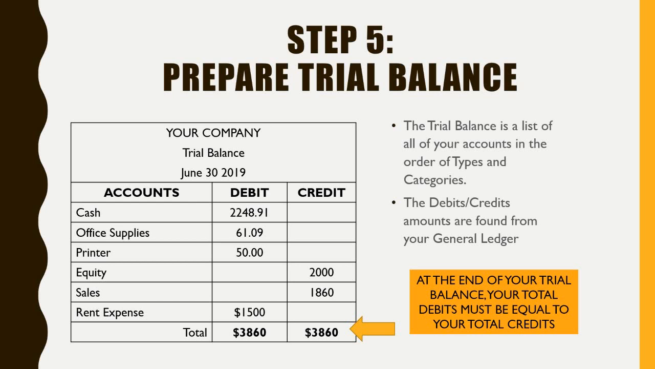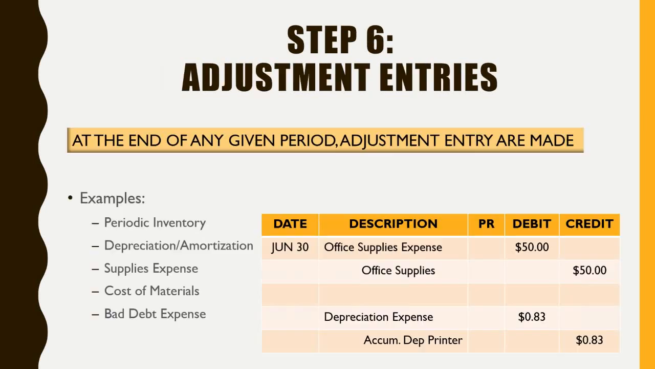So here, let's take a look. We've got cash, we have office supplies, we have printer paper, we have a printer itself, like an actual piece of equipment. We have equity, we have sales, and we have rent expense. Straightforward, a pretty simple example here. So here we are even, with 3,860 in debits and 3,860 in credits. They match at the end of the unadjusted trial balance, okay? Once we get here and we verify that your debits match your credits, then the next step is going to be step 6, where we need to create our adjustment entries.